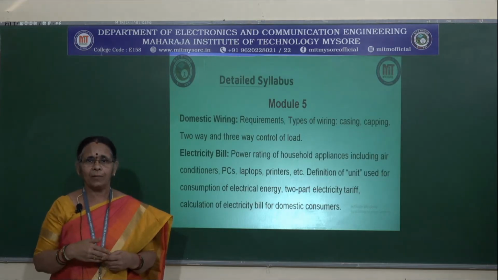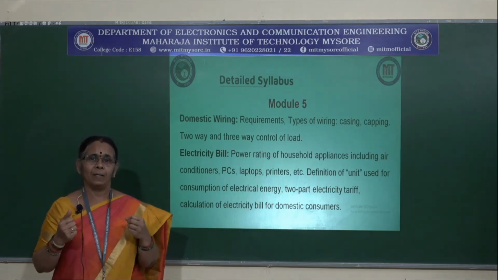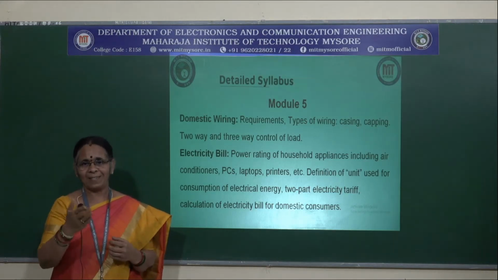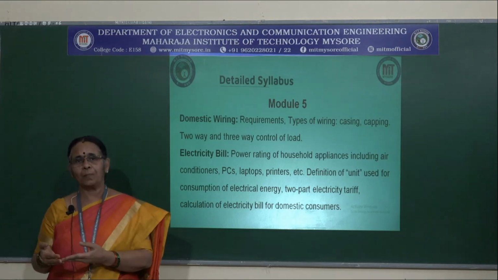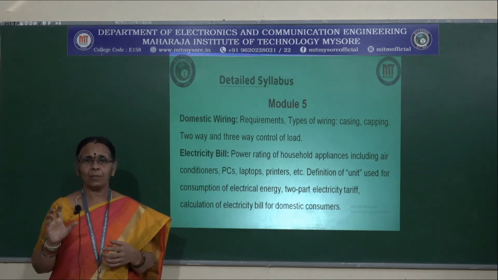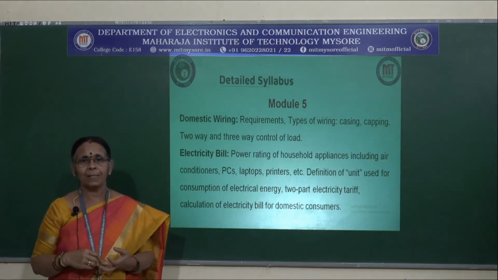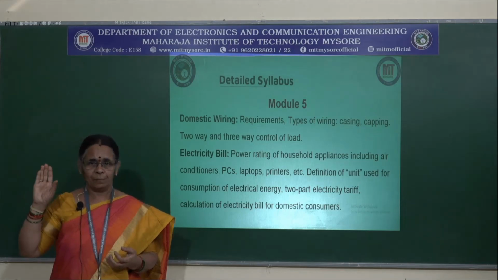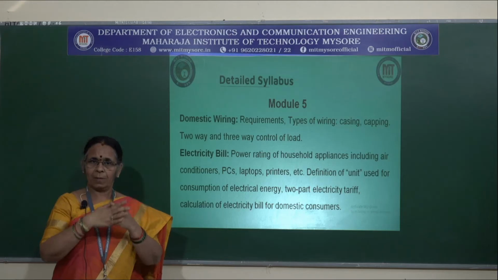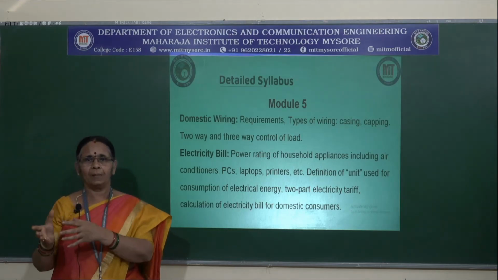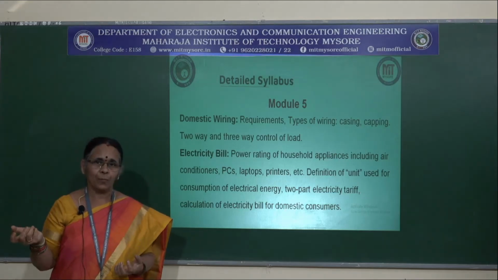Then coming to module 5, the most important aspect each and every human being needs to know about is domestic wiring. Everybody has homes, houses, and every house is now fixed with all the electrical apparatus, appliances, and there is a meter board, energy meter, from where the KB people come, read and take the reading, and then finally they give you the bill you have to pay.